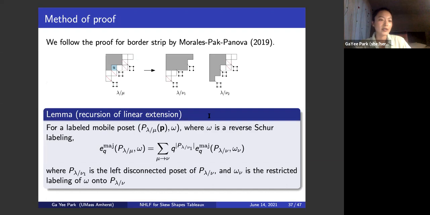Next, we have this recursion formula. Recall that the action mu to nu is the removal of the maximal element of this poset. Any linear extension of this poset would end with one of the maximal elements. So this formula is basically saying that we can categorize all the linear extensions of this poset by its final element. But the poset here on the right is disconnected.